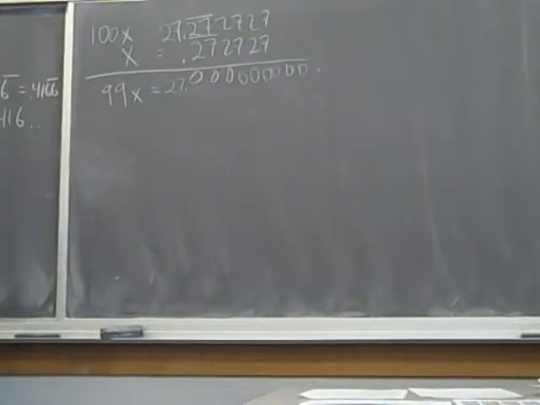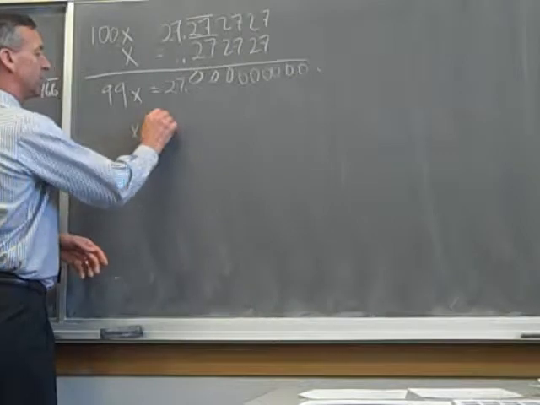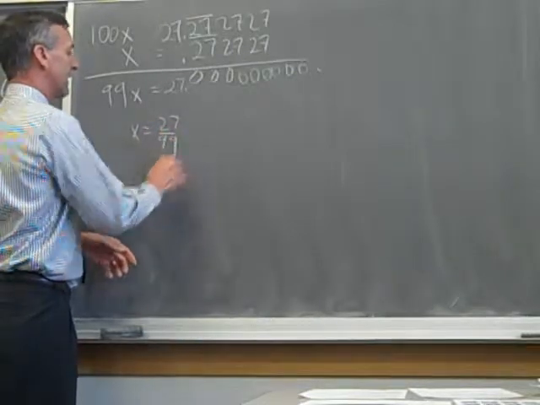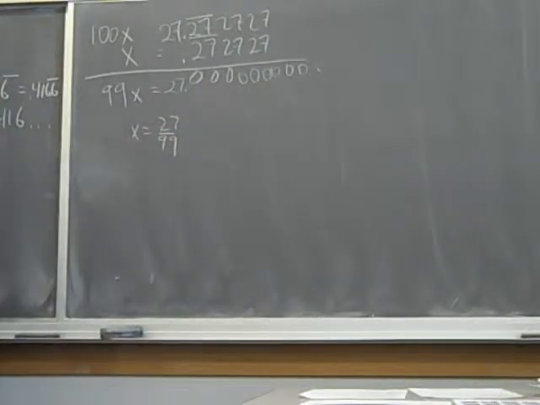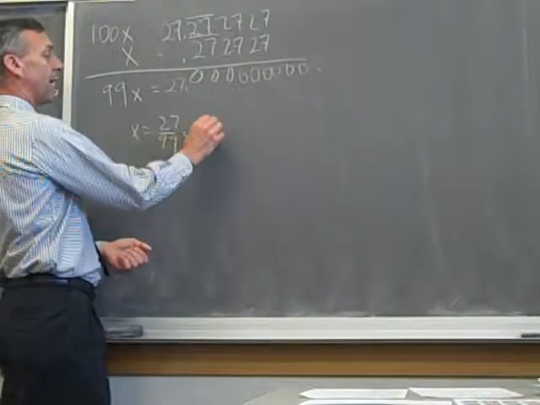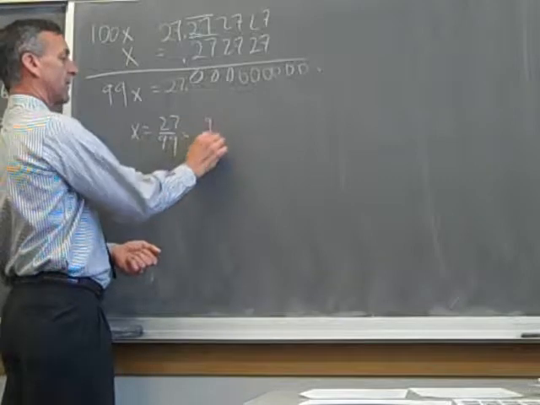Well, I've almost got x alone. What have I got to do now? Divide by 99 on both sides. I get x is equal to 27 over 99. Can that be reduced? Yes. By what? 3. Because 3 goes into the top how many times? 9. And 3 goes into the bottom?